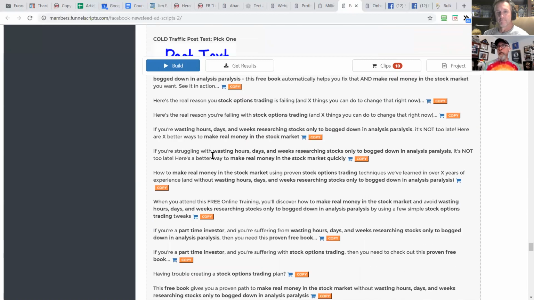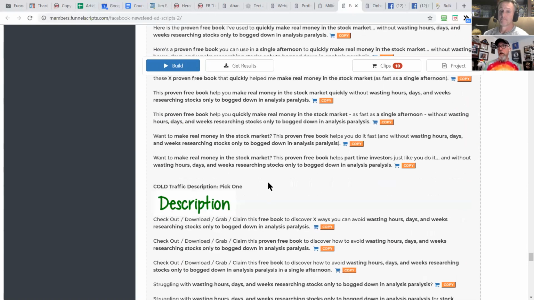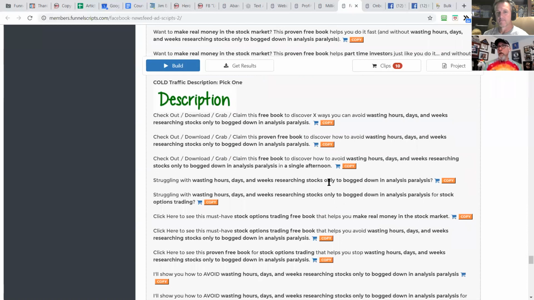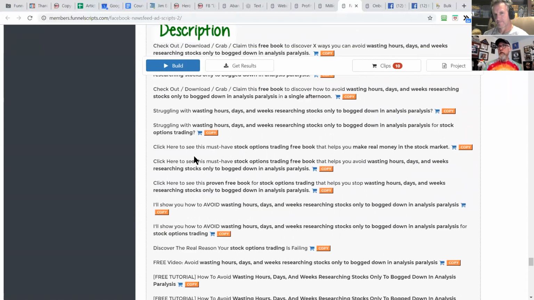If you're struggling with wasting hours and weeks, it's not too late. Here's a better way to make real money in the stock market quickly. Free book explains how. Stop struggling with wasting hours, days, and weeks researching stocks only to get bogged down in analysis paralysis. Click here to see this must-have stock options trading book that helps you make real money in the stock market. Get it free. Just pay small shipping.